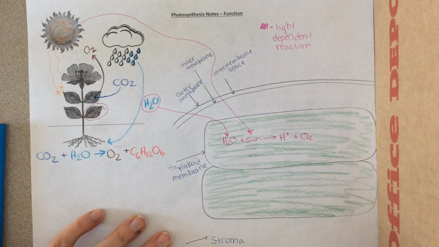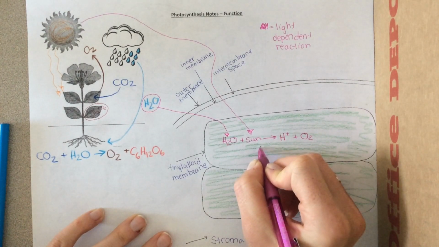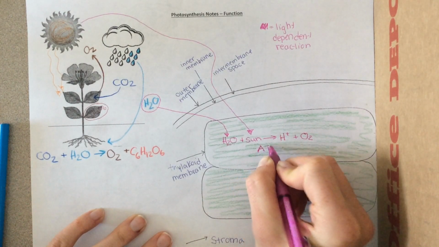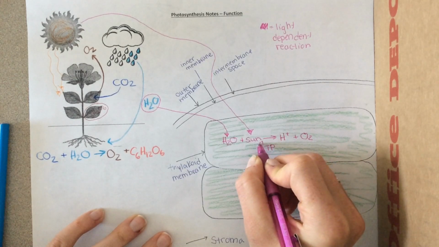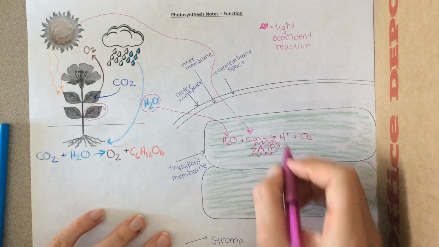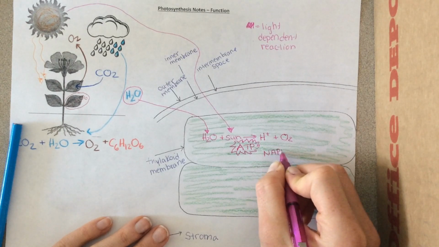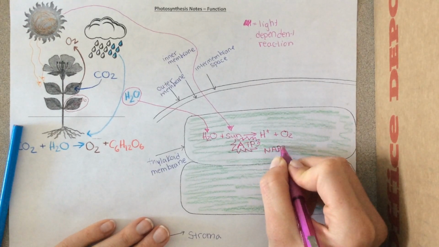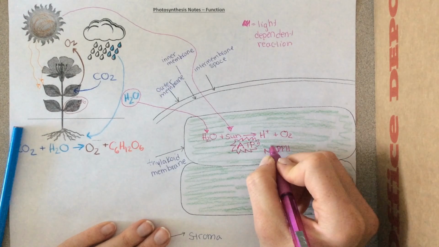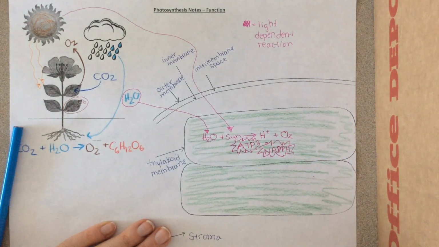Also, we talked about during Unit 2 that when you break a bond like the one that holds hydrogen and oxygen together, energy is released. And energy is released in two ways. One molecule that helps store energy is called ATP, so we're going to show energy as ATP. And there's also another molecule called NADPH, and that's another form of energy that's also being released as well.